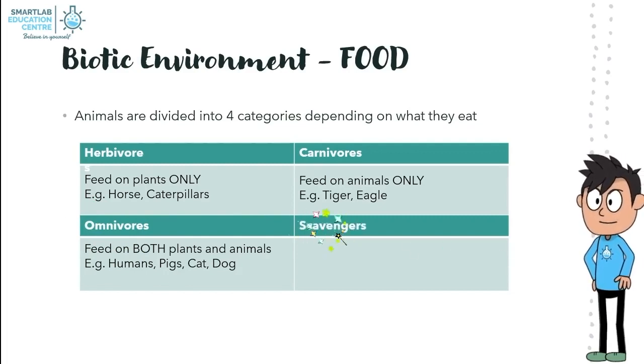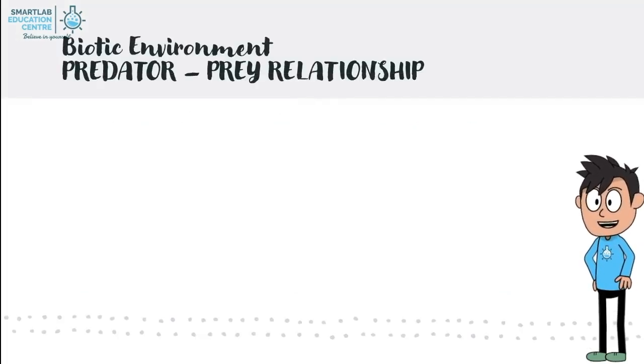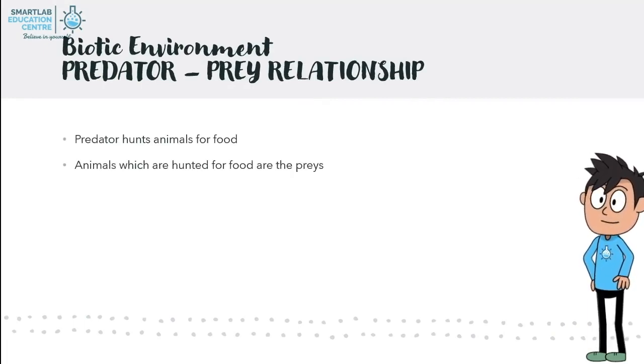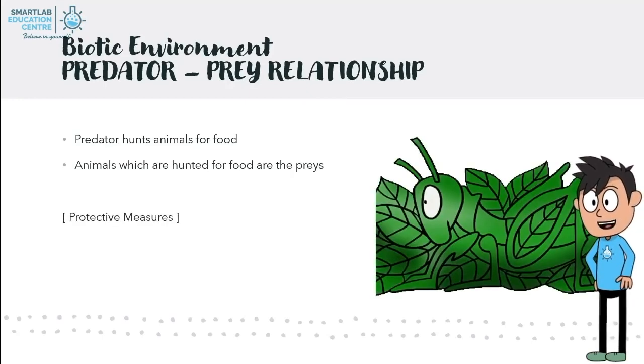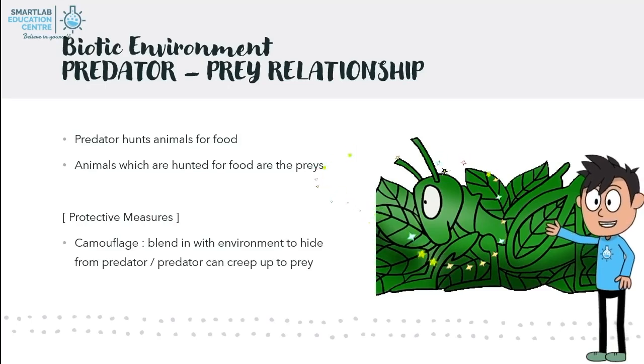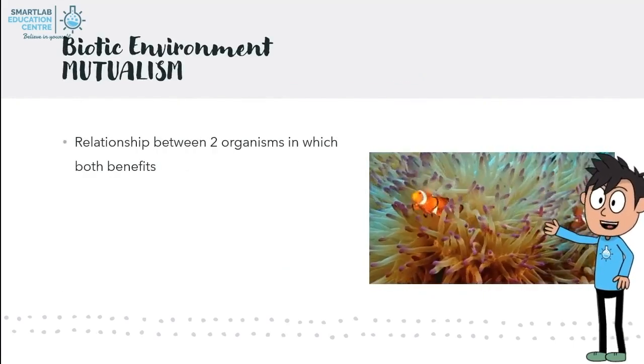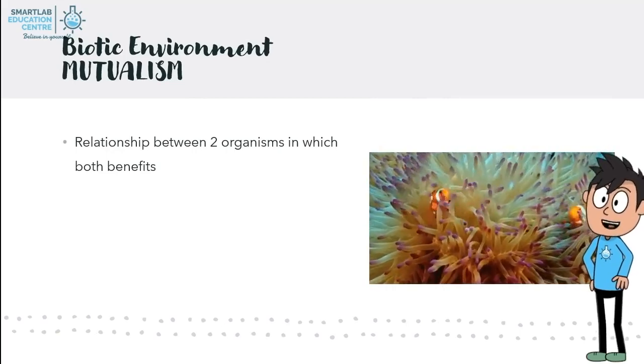Scavengers. They feed on dead organic matter. An example of scavengers is vultures. Predator and prey relationship. Predators hunt animals for food. Animals which are hunted for food are the prey. Here are some protective measures that prey animals use for survival. Camouflage, to blend in with the environment to hide from predators or so the predator can creep up on prey. And poison.